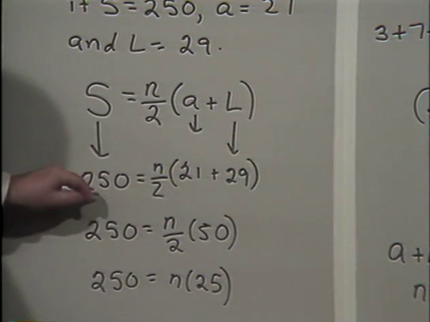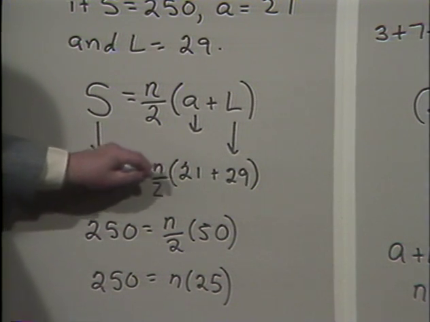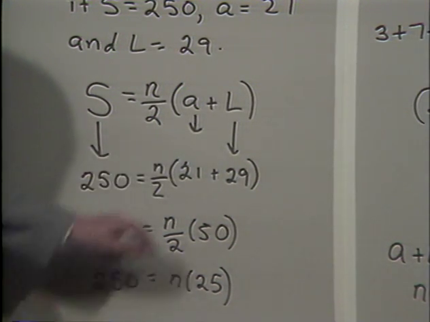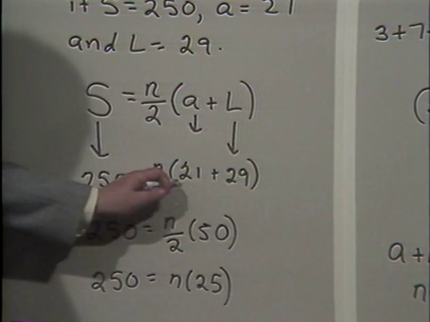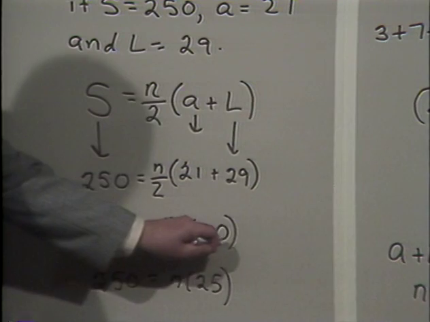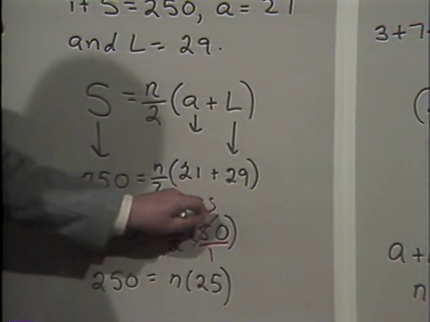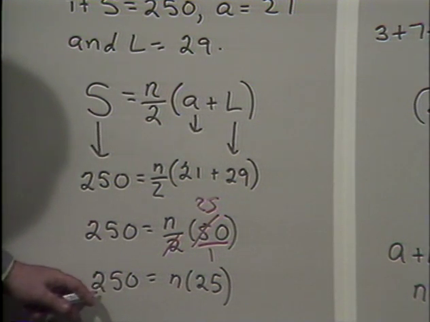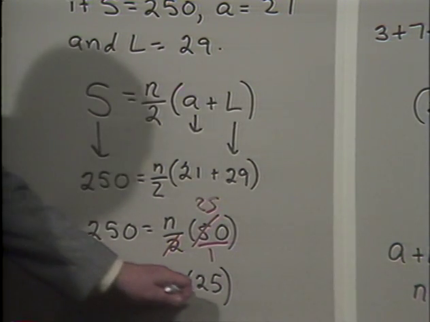So the S gets replaced by 250. I'm looking for the value of n. I don't know what that is, so I leave that alone. The A gets replaced by 21. The L gets replaced by 29. Now I look at what's left. Remember, everything inside the parentheses gets done first. 21 plus 29 is 50, so I'm left with this. By the way, 50 is the same as 50 over 1. 2 goes into 50 25 times, so now the problem says 250 is n times 25. I want n by itself.